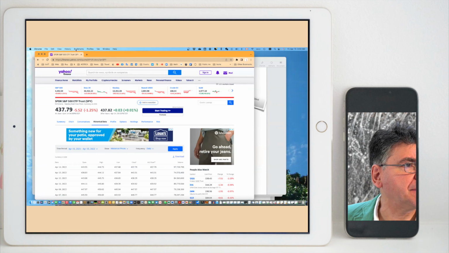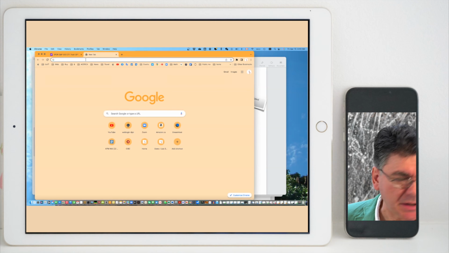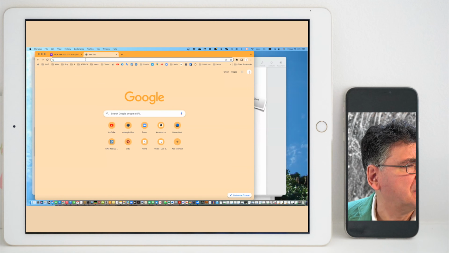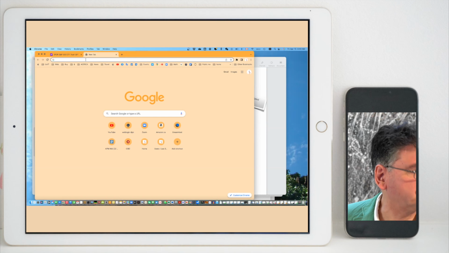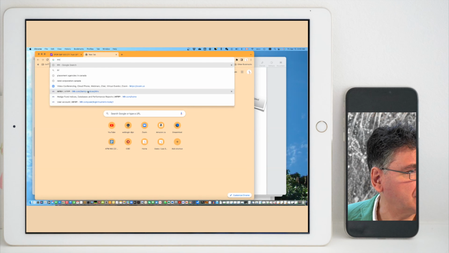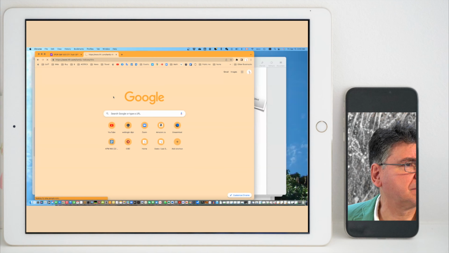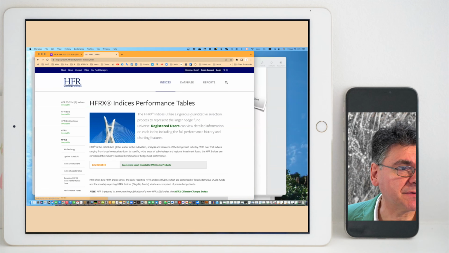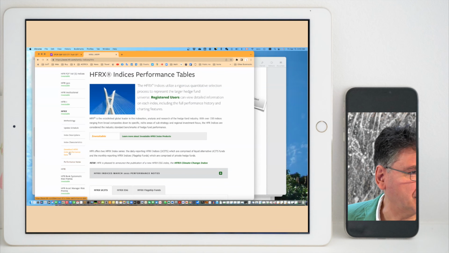And then finally, the other one is you have to go to HFR. I already showed you, it was right here, I believe. HFR. And this is where you download the data for the third index. The third index is the hedge fund index. It's the one that has, there we go, download HFRX.